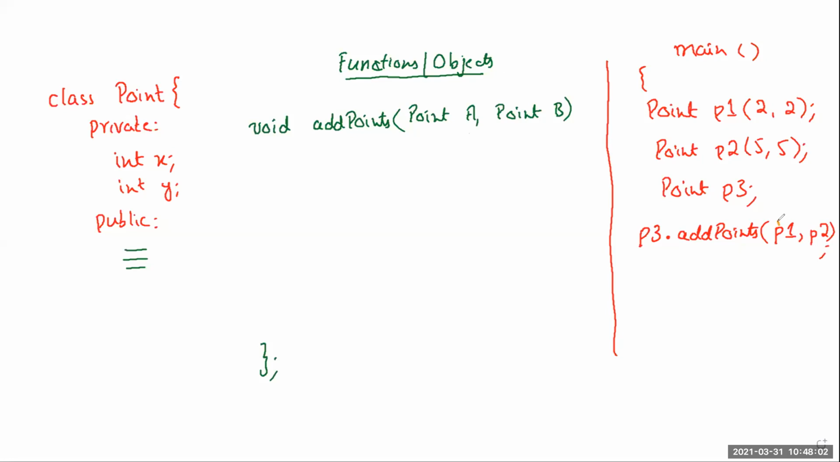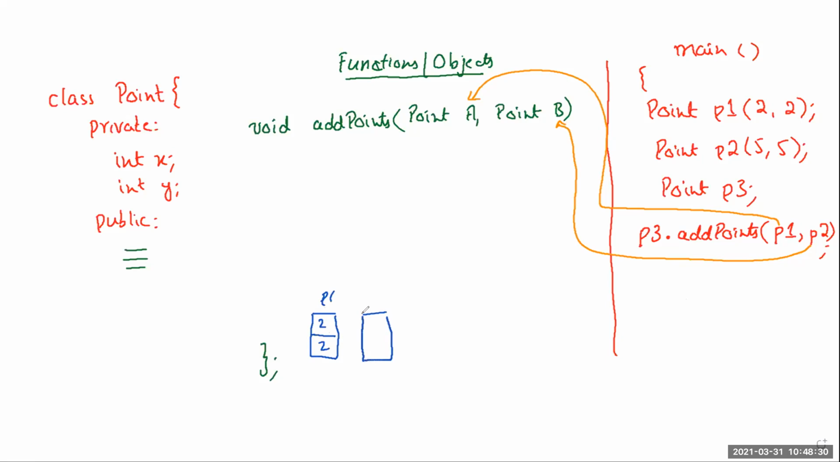Now what is actually going on? This p1 goes to A, and this p2 goes to B. Okay, just like it happens in a regular function call. So let me also draw them in the memory maybe. So this is our P1, which is 2 2. This is our P2, which is 5 5, and our P3 is 0 0. Okay, these are the three objects which are in the main.